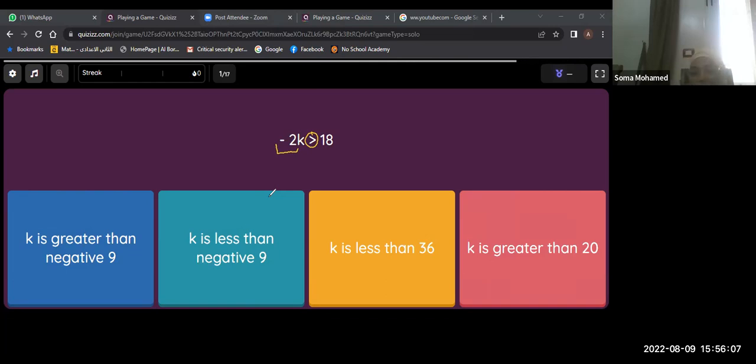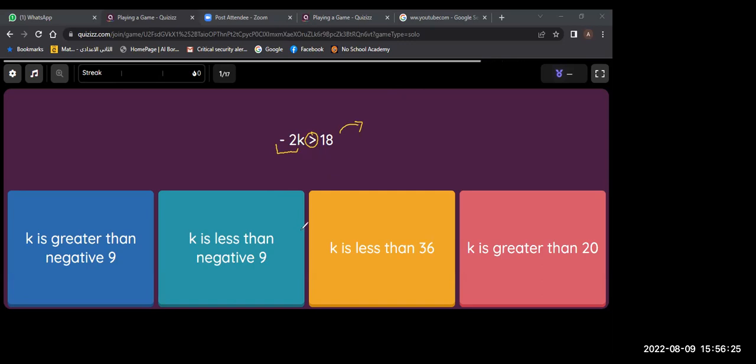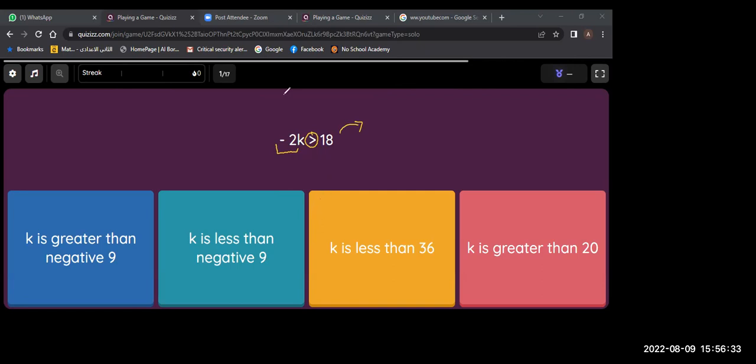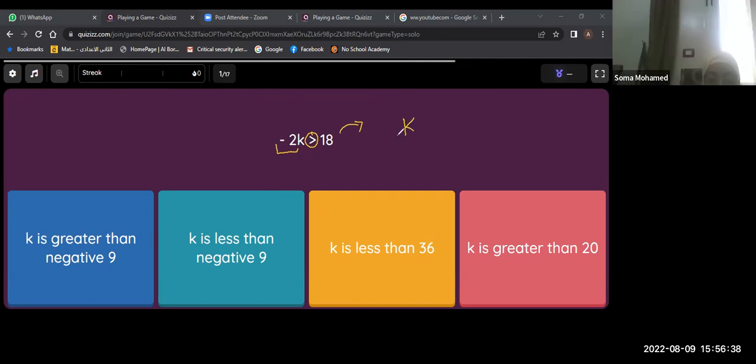Part right, part wrong. Can anyone answer? Share together. Okay. Do you remember? It will be x is less than -9. Super. Who is speaking? I can't see. Omar, okay, great. X or K, if I have a negative number and I want to divide by it, what shall I do with the sign?